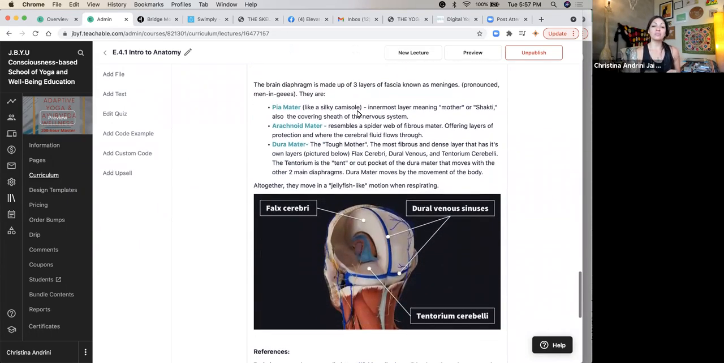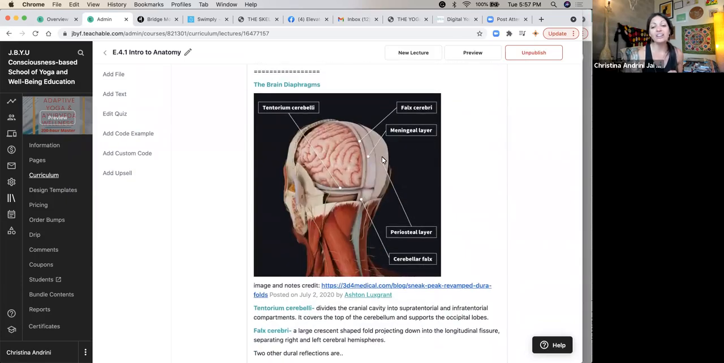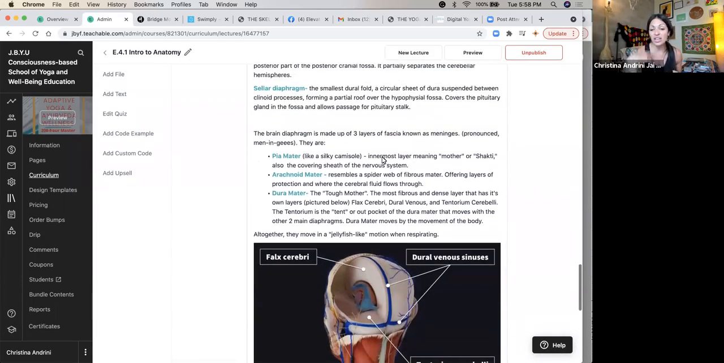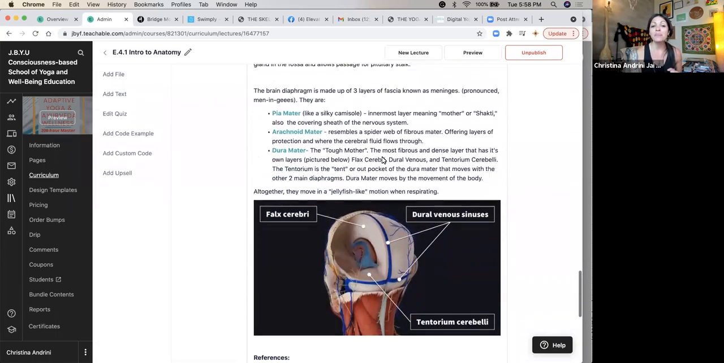And the brain diaphragm is made up of 3 specific layers of fascia, and they're known as the meninges. And that's why here you'll see the meningeal layer. We're going to talk about the meninges now. So the meninges, I just kind of swooped back down. So sorry if that was a little too fast for anyone. The brain diaphragm is made up of the 3 layers of fascia known as the meninges.